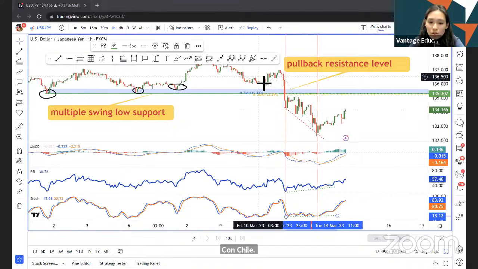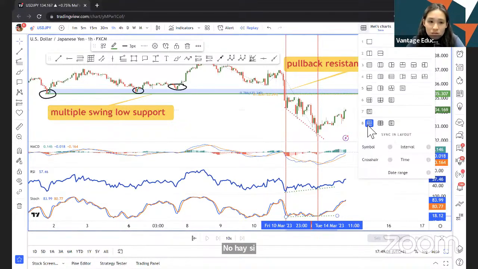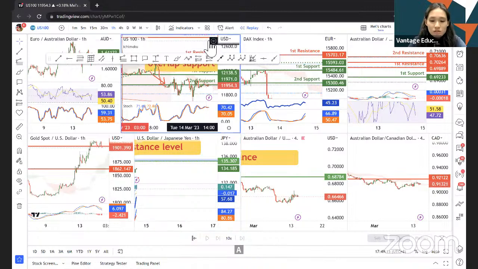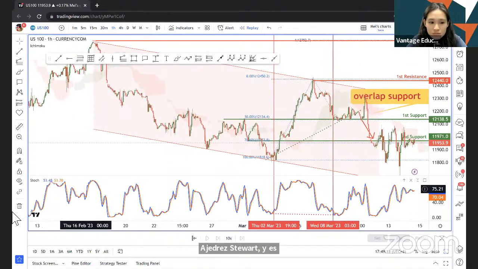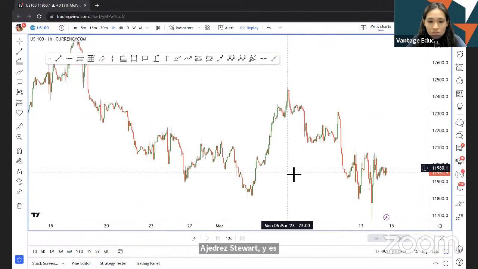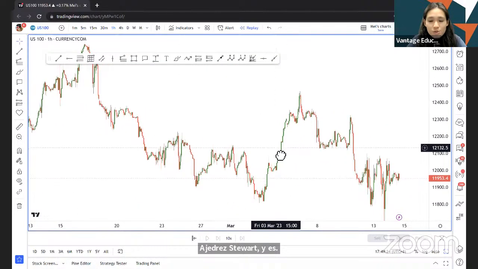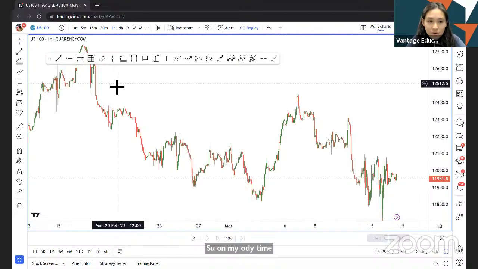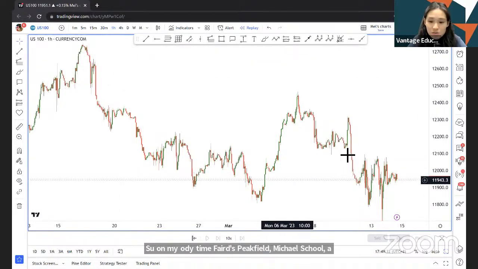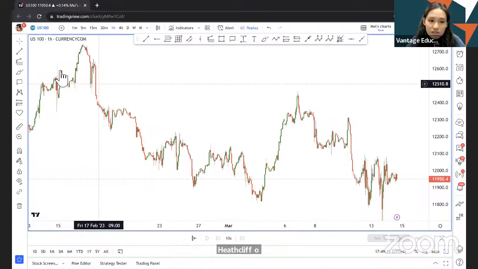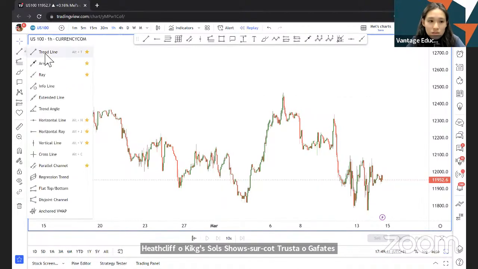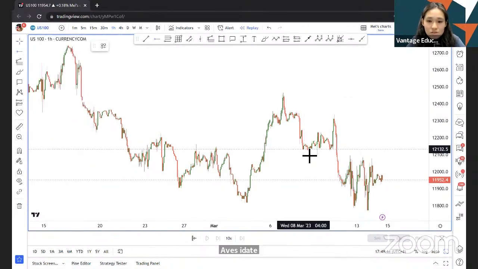Okay, let's just do one more chart together. Let's do US 100. On my hourly time frame, I have pretty clear market structure. I have very clear peaks as well as troughs, so it's good to start on a graph like this. Now let's identify some support and resistance levels.